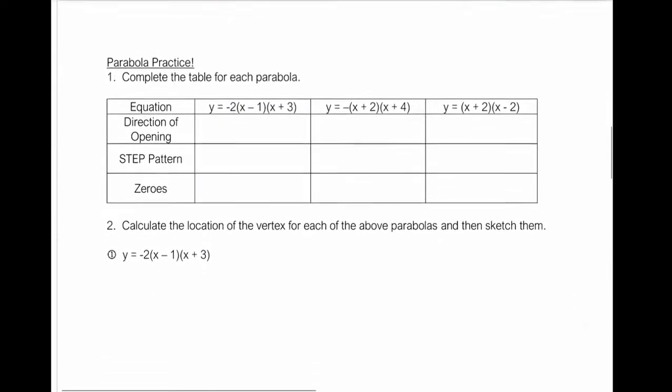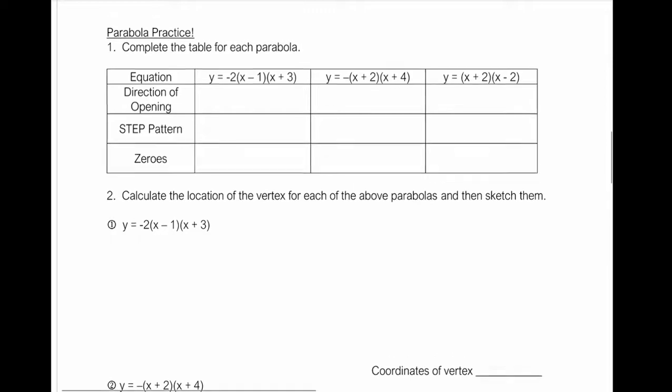So moving into some more examples, I'm going to go through a couple of them. So the first one, again, same idea as the examples we just did, right? Direction of the opening, so a little bit of reverse: direction of the opening is that a value. So in this case it's negative, so we're opening down. Our step pattern, remember, follows 1a, 3a, 5a. So in this case, 1 times -2 is -2, 3 times -2 is -6, 5 times -2 is -10.